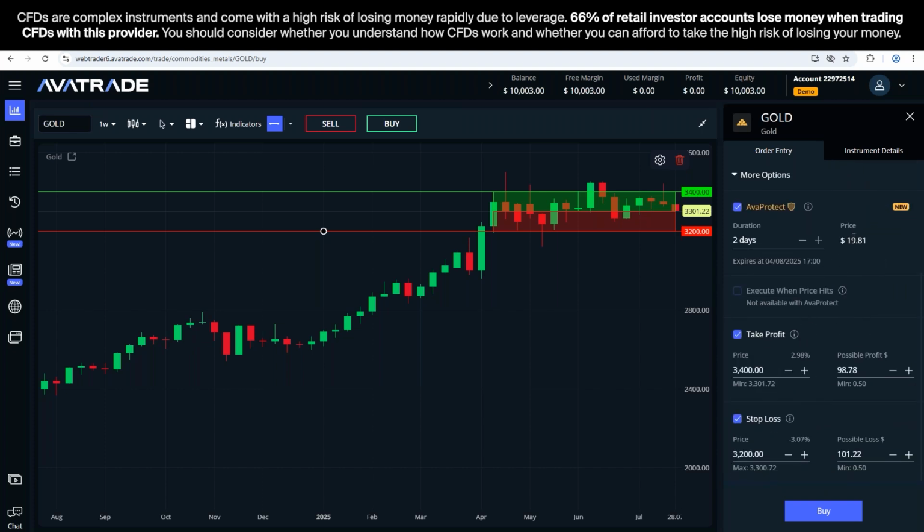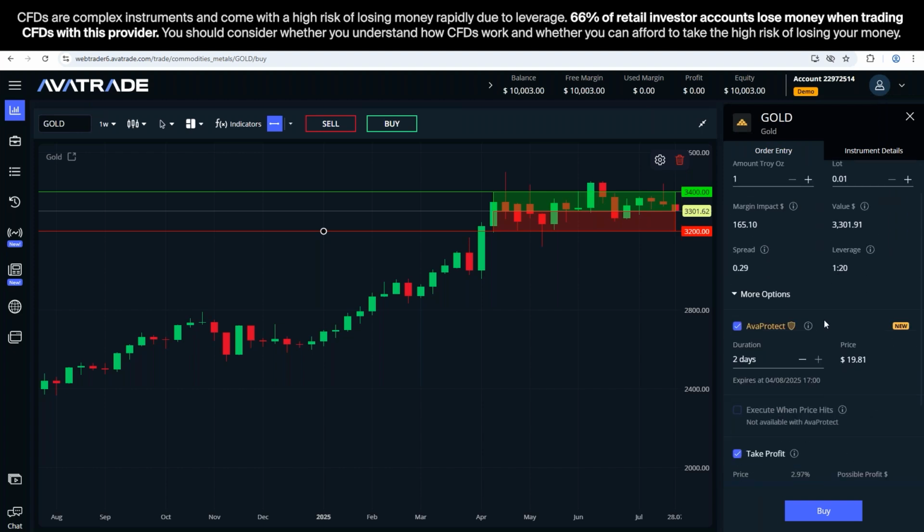We can see that the fee in this case is going to be $19.81, and then we are covered for 2 days. Now, there are two things that have an impact on how big or small the fee is going to be. One is how long we're going to cover the position. As you can see, for 2 days, it's nearly $20. If I click in here to reduce it to the minimum, it's only $7.29. If I increase it, it increases the fee accordingly.